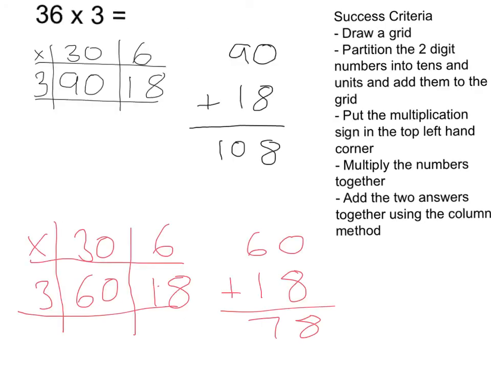Let's look at the next calculation. Here I have 36 multiplied by 3. I have two answers, one in black and one in red. I'll give you 10 seconds to work out which calculation is correct.